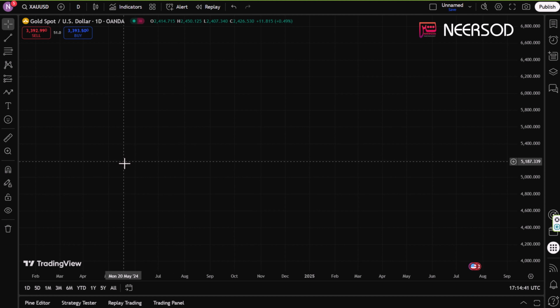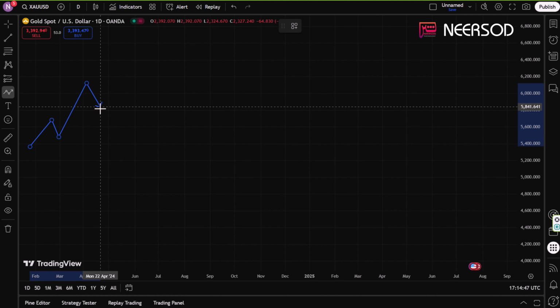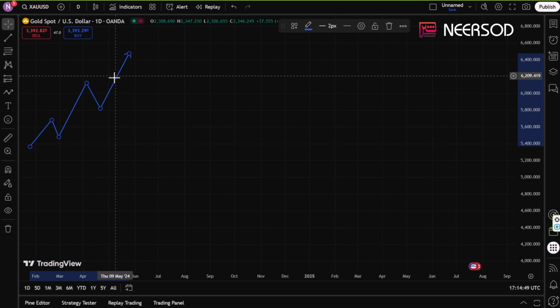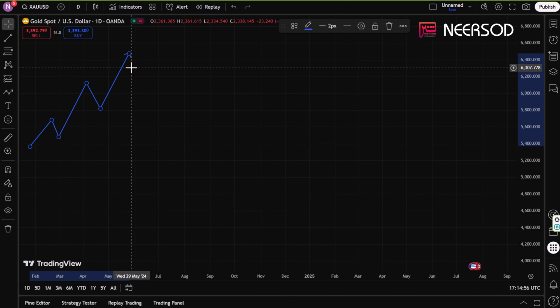The market generally has three types of structures. The first structure is an uptrend. The price forms higher highs and higher lows compared to previous highs and lows. This trend shows us that buyers are in control and the market is rising.